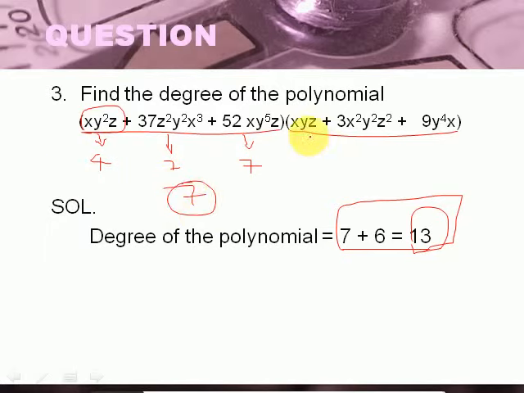Correct. The degree of this term in the second polynomial is 3. The degree of this term is 6. The degree of this term is 6. And the degree of this term is 5. So the degree of the second polynomial is 6. Correct. Now add the degree of both the polynomials and you get the degree of the product, and that is 13. I think you are clear with it.